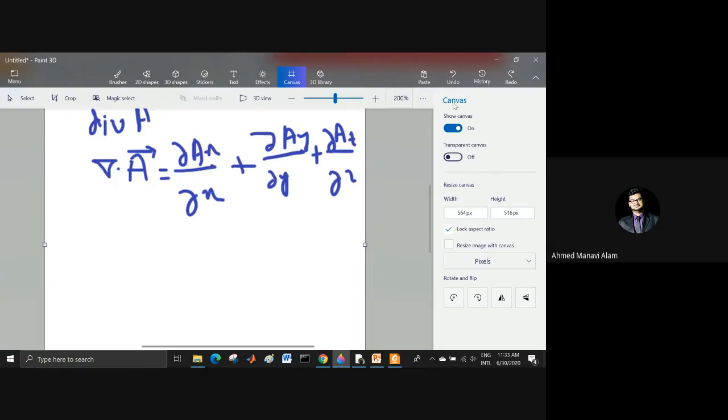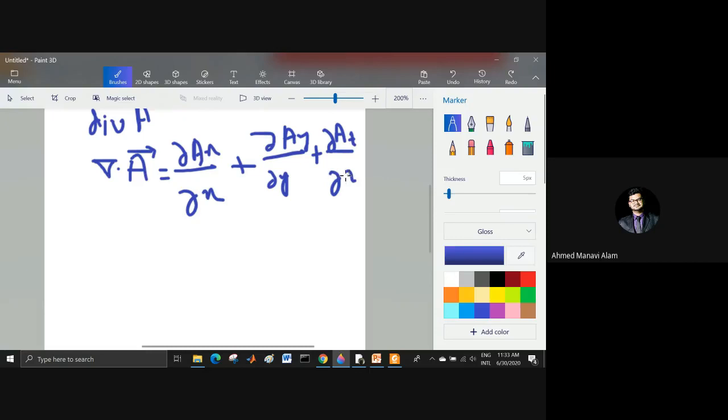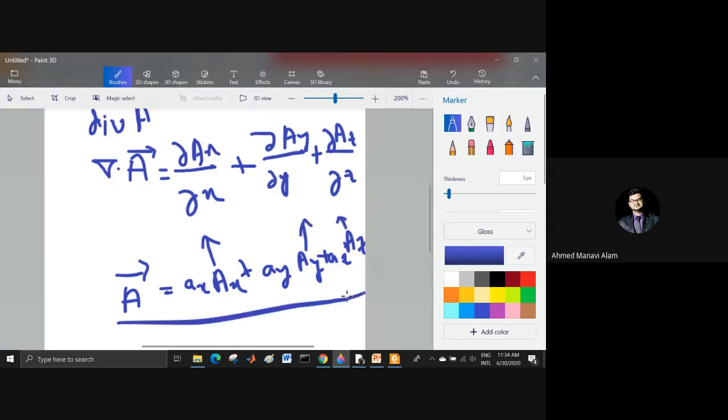This was my formula. Now vector A is written as: this small ax is the direction along the x axis, this small ay is the direction along the y axis, and this small az is the direction along the z axis. Ax mentions the magnitude in the x direction, Ay the magnitude in the y direction, and Az the magnitude in the z direction. This is how a vector is represented.